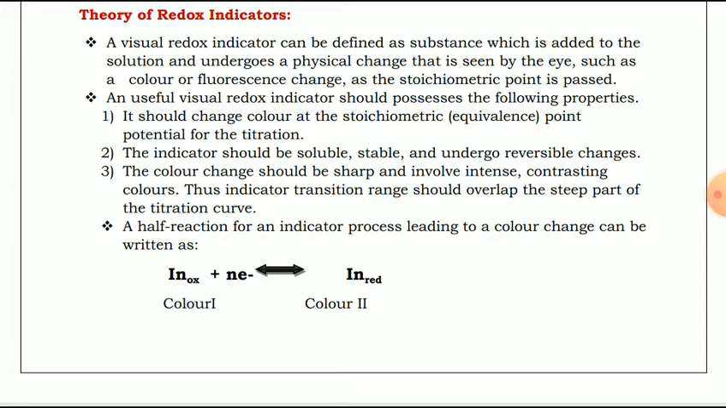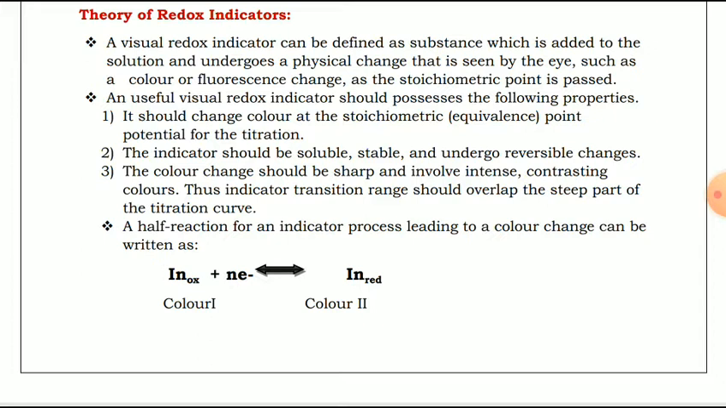Second property: the indicator should be soluble, stable, and undergo reversible changes. That means when we add the indicator into the solution, it must be stable and should not react with the solution. Reversible change means when it passes the equivalence point it should change color, and when it comes back to the previous solution, it should again show its original color. That is the main purpose.